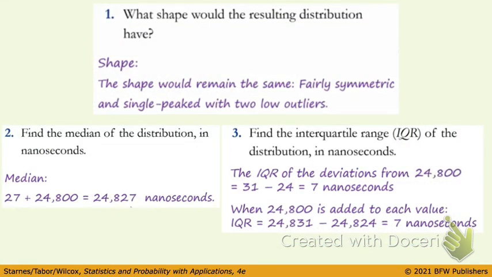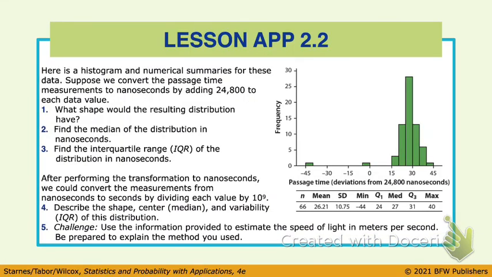So first thing, what shape would the resulting distribution have? Well, if I look at this particular distribution, I can see that it is approximately symmetric and there's 2 outliers. And so remember, shape is not affected by anything we do when we're transforming. So the shape would stay the same. It would stay approximately symmetric with 2 outliers. That's not going to change.